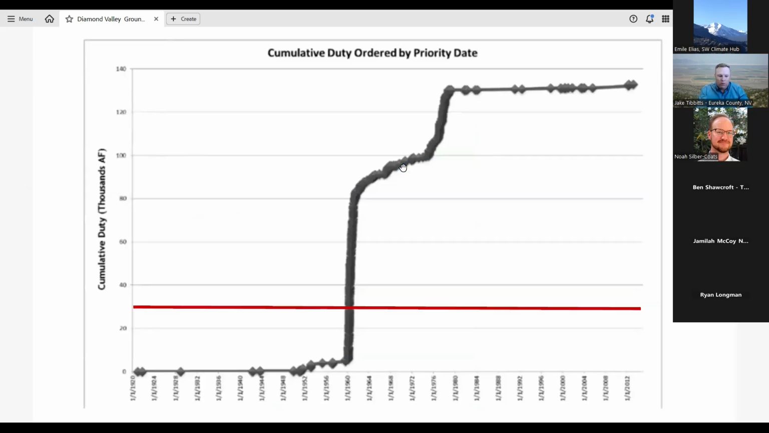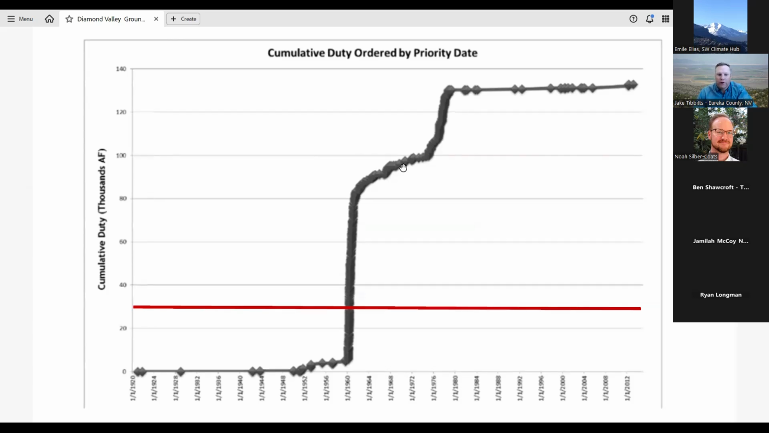So if you look at what all this means as far as the legalities of this, Nevada's typical of Western water law. It is a prior appropriation state, meaning those that have the oldest water rights have the right to use all of their water before somebody with a more junior priority water right, or later in time water right.